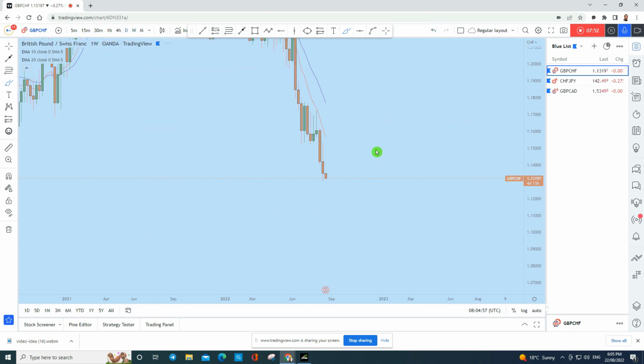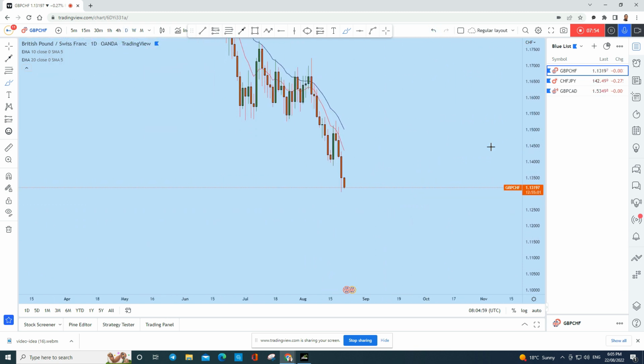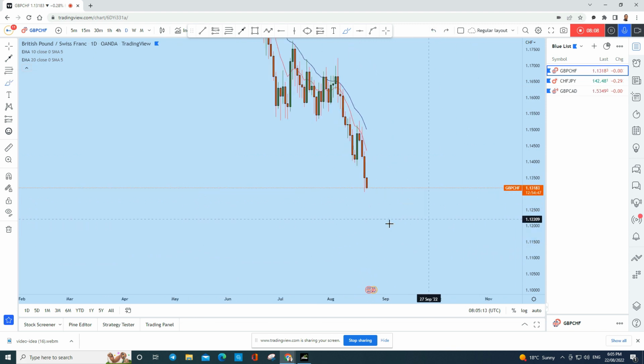GBPCHF as well. Now from the daily perspective, we see that on GBPCHF the past day of the trading week was also a bearish candle from this very important level of support. So we can now expect GBPCHF to melt down, as there is no significant support. We can probably see a dramatic move to the downside.